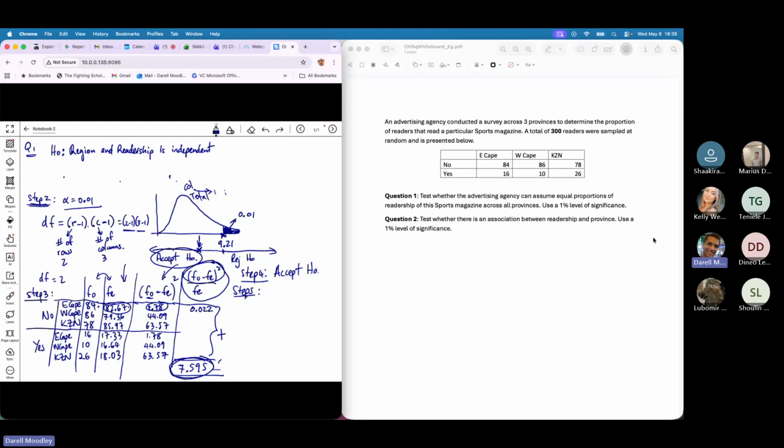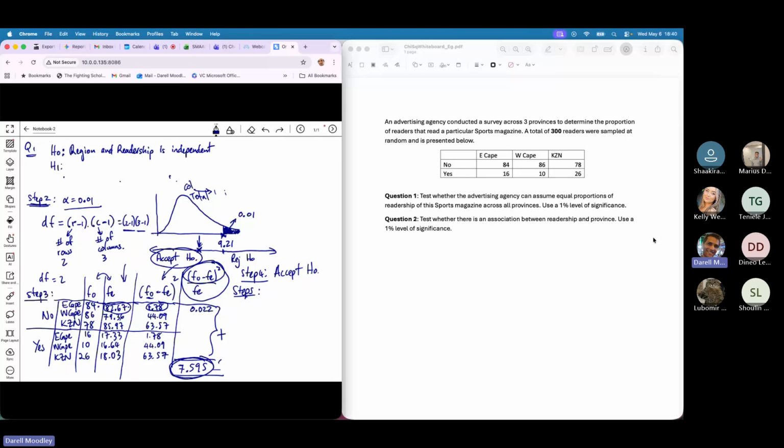Now instead of writing it this way, you can also say region and readership is not associated. Both are acceptable. Just remember that. You can either write it like how I wrote it, that they are independent, or you can say there's no association between region and readership. It's the same thing.